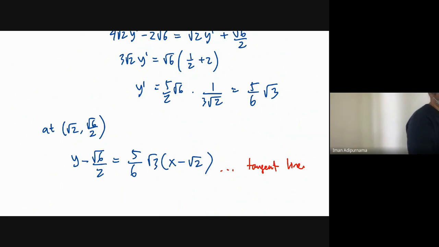If the question is asking for the normal line, then you need to reciprocate the tangent slope and multiply with -1. If it is asking for the normal line.